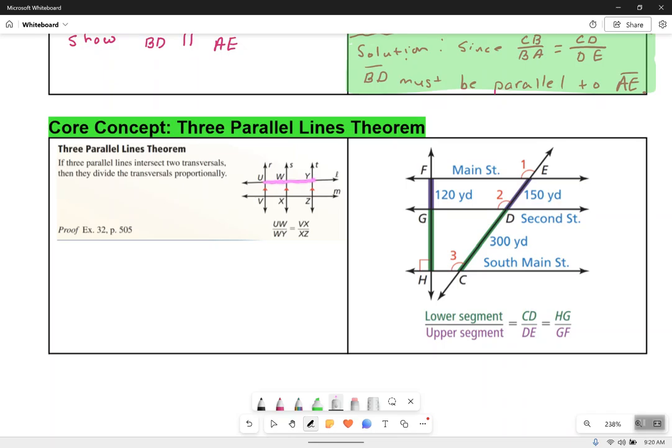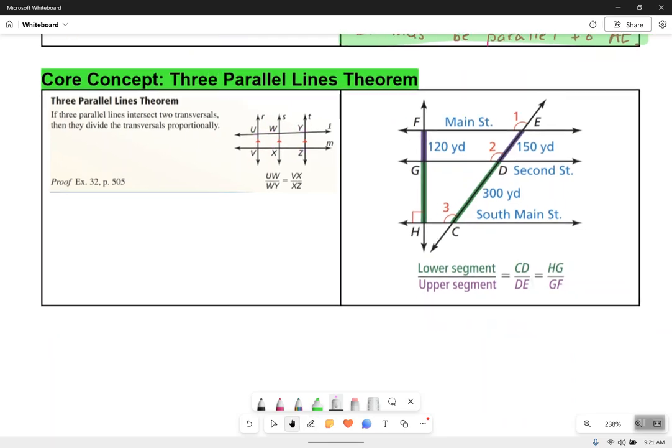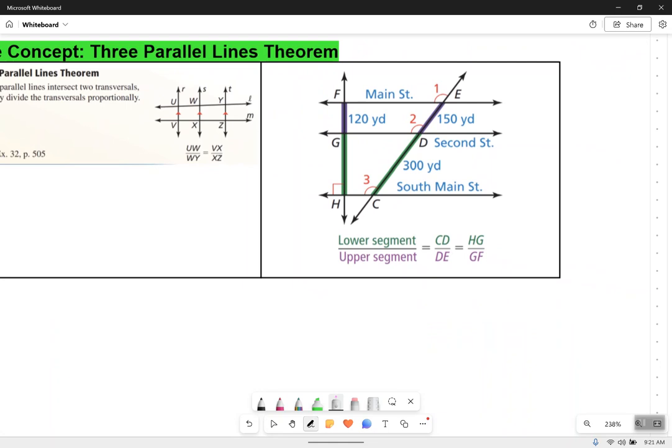Okay, so right up here, this segment to this segment, WI, that's this first one, would equal VX over what? X to Z right here, okay? So you're going this to this is the same as this to this, all right? So guys, just take a look at this diagram. There's a diagram that maybe explains it better, okay?